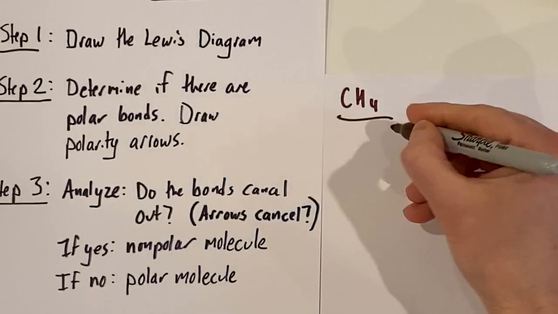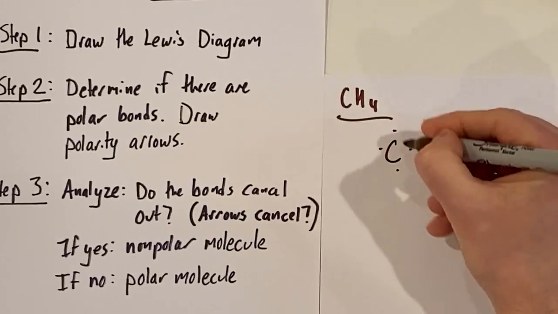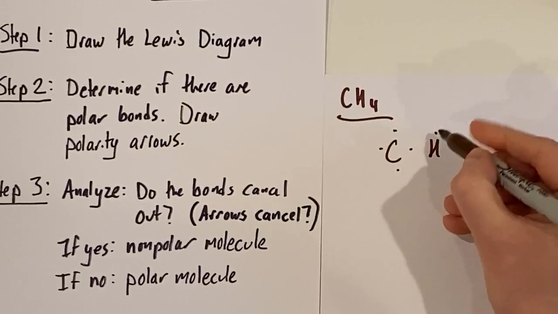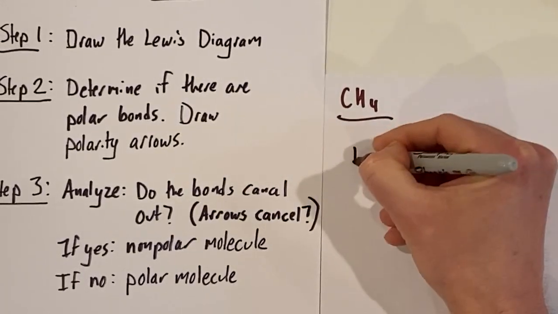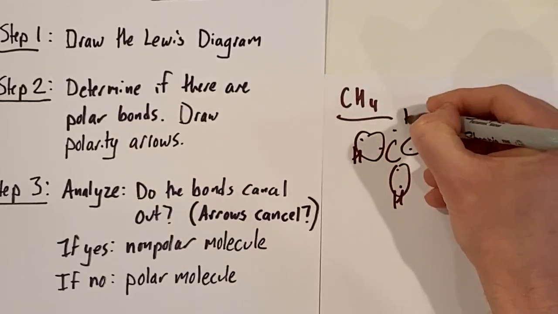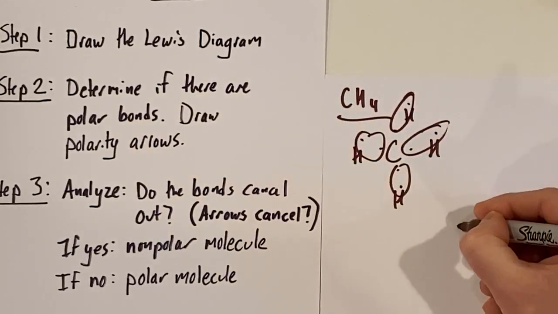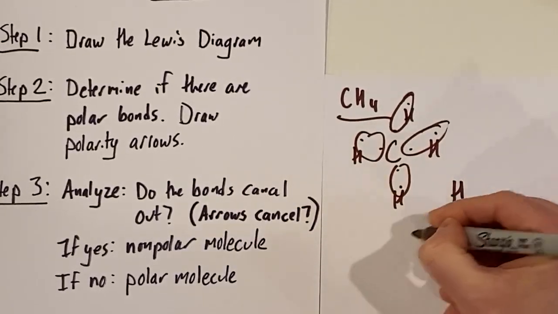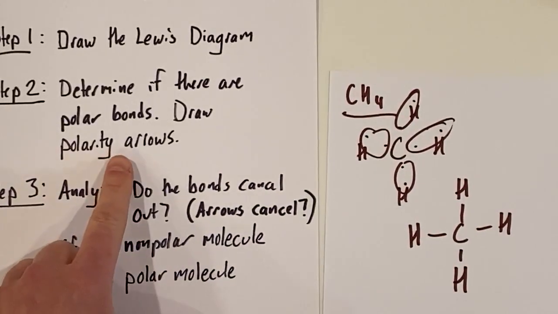So carbon, 1, 2, 3, 4, and we'll have 4 hydrogens around the carbon. I won't draw all 4 of them. I'll just draw this one here just to show that we'll get a bond like that. Well, why not? Let's draw all 4 of these hydrogens. All right, 1, 2, 3, 4 bonds. H, H, H, H. Carbon tetrahydride. Okay, now let's go to step 2.